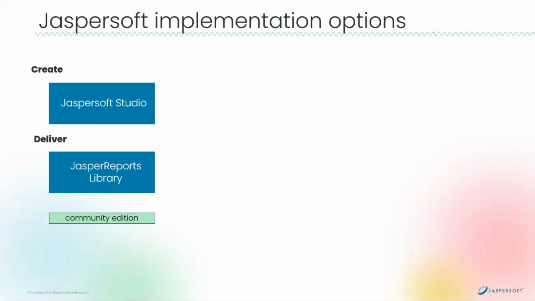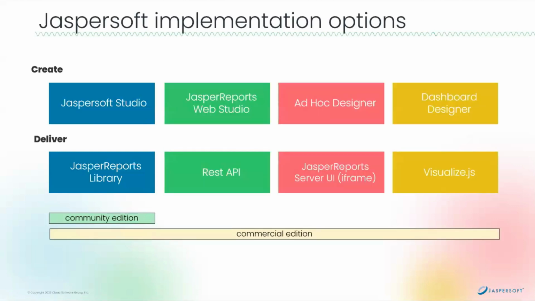We also have a commercial edition. That commercial edition adds several additional design tools. We have a web version of Jaspersoft Studio, our ad hoc report designer, and a dashboard designer. And when it comes to delivering the reports, we also have a REST API, a user interface that you can embed using iframes or deploy as a reporting portal, and Visualize.js, which is our JavaScript API.